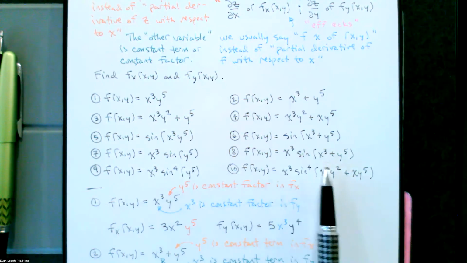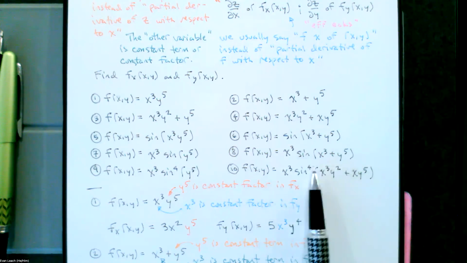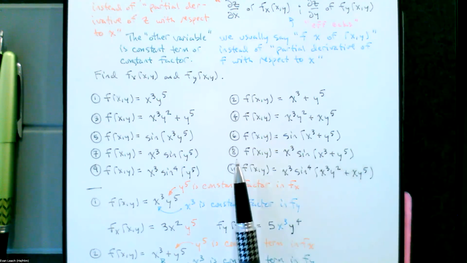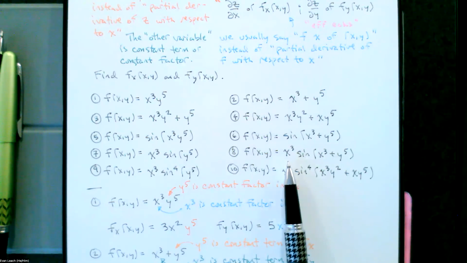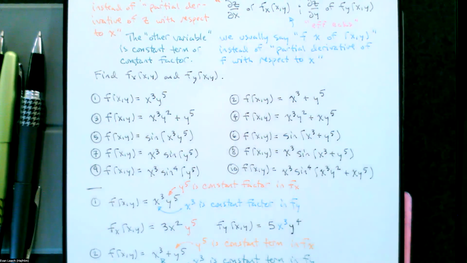But in problem 8, this changes everything. This x cubed changes everything. So now I've got a function of x times another function of x. But in problem number 8, when we think of fy, we think of the derivative with respect to y, x cubed is now a constant factor, and this is the only function of y, sine of x cubed plus y to the fifth. It's all just a reading exercise. The other variable is either a constant term or a constant factor. Any questions?